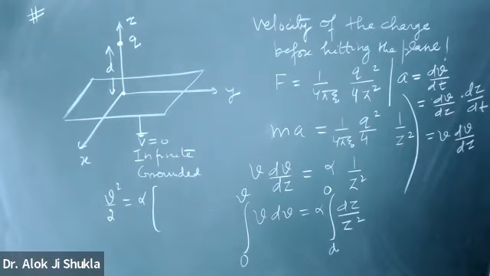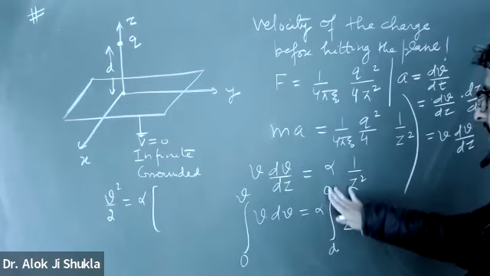At when z is at d, then velocity is 0, and v square by 2 equals alpha by d. No, 0 is also there. So it is going to 1/0. That means the velocity will become very large when it is very, very close. So we have to handle that.